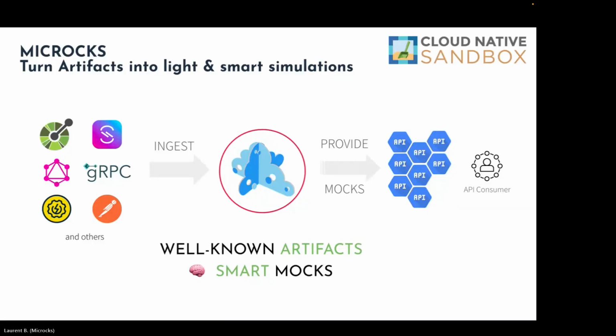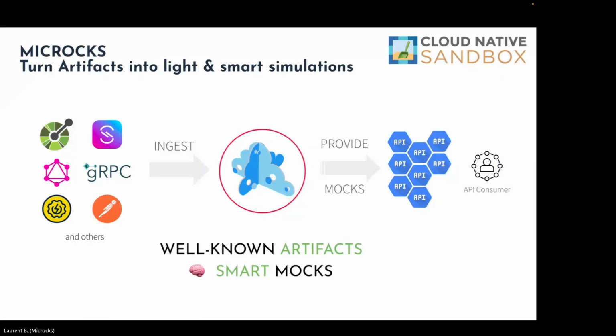just produce live simulations of your API. So it understands the different schemas, the different syntax, and from those different artifacts, it infers some behaviors and produces live simulations. The more artifacts you put in Microcks, the more information it gets to provide the smartest mock possible.